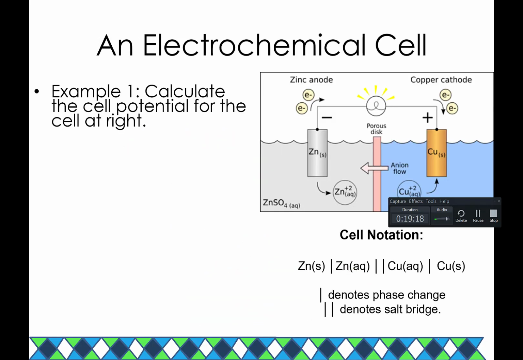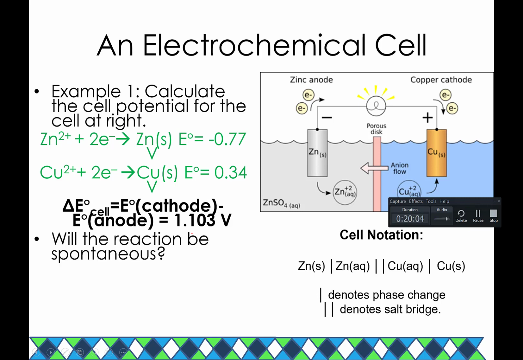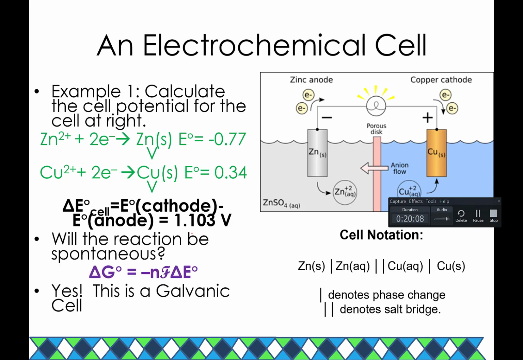All right, if we go back to our example and we wanted to calculate the cell potential for the reaction of zinc being oxidized and copper being reduced, we have our 2 half reactions. Now these are both reductions, but remember that the copper is actually being reduced and the zinc is being oxidized. So that's why we take the cathode reduction potential and subtract off the anode reduction potential. So E naught of the cell is equal to E naught of the cathode minus E naught of the anode. So this would be 0.34 minus negative 0.77, which would be 1.103. So this reaction will be spontaneous because E naught for the cell is positive, so therefore delta G will be negative.